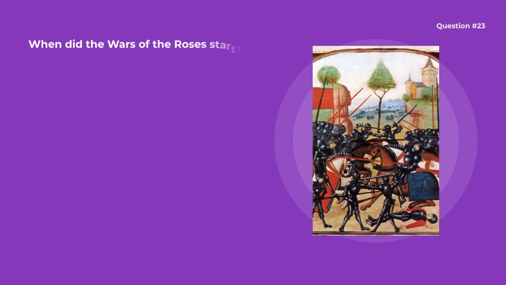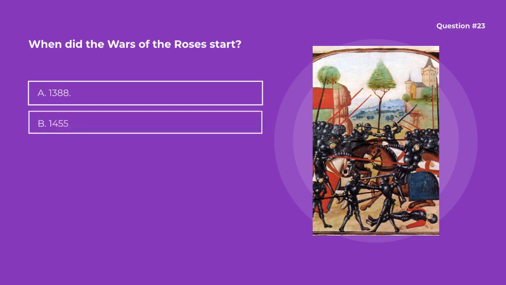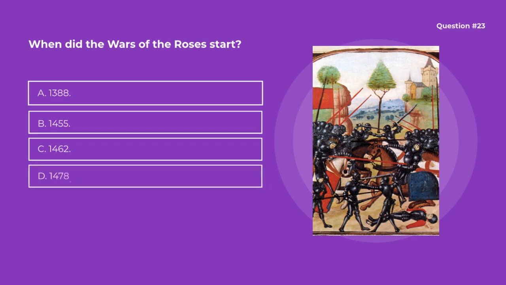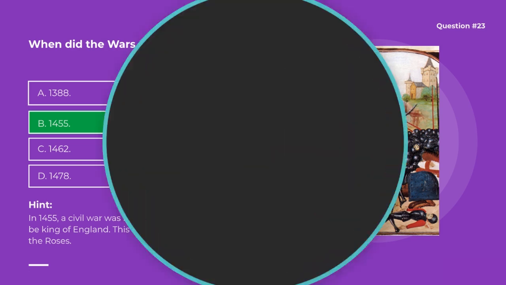Question number 23. When did the Wars of the Roses start? Options are A. 1388, B. 1455, C. 1462, D. 1478. The correct option is B, 1455. In 1455, a civil war was begun to decide who should be King of England. This war was called the Wars of the Roses.